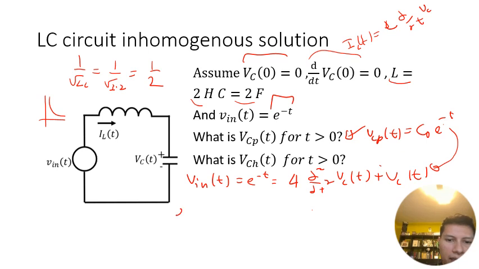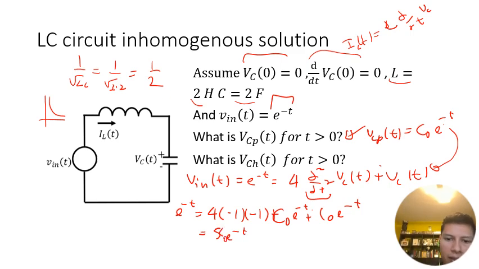So we get e to the negative t equals, the second order derivative of this is just negative 1 times negative 1, so we have 4 times C0 e to the negative t plus C0 e to the negative t. That gives us 5 e to the negative t times C0. So that means C0 has to be equal to 1 over 5.